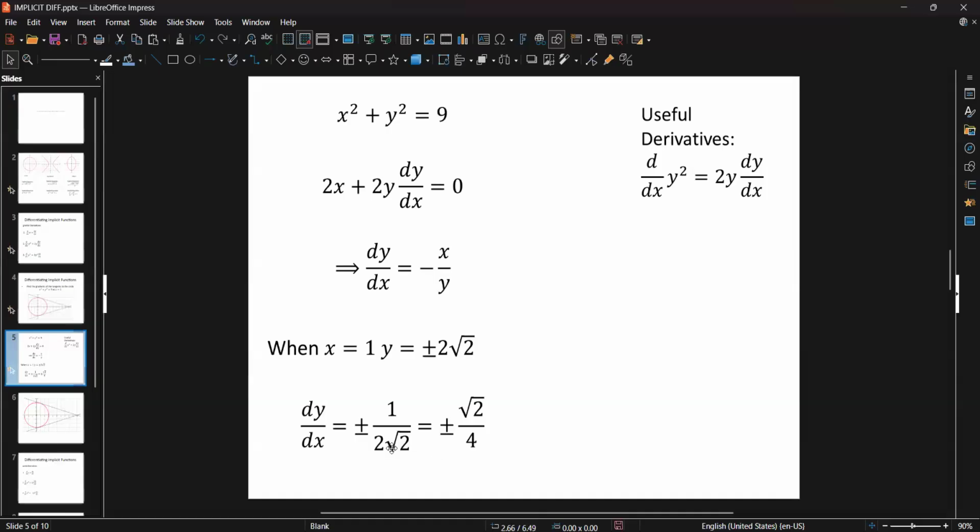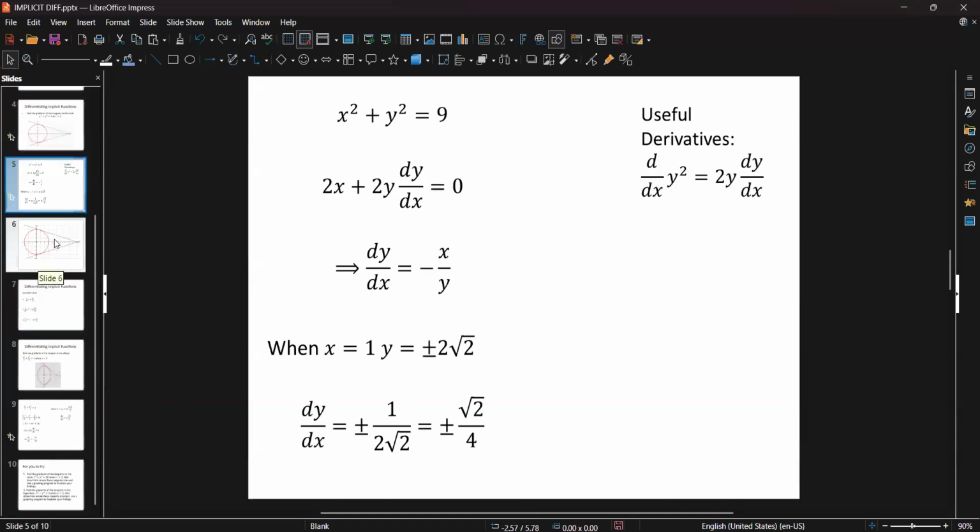And again, you have to remember your algebra. How does this become that? Don't ask me. All right, maybe let's do another one.